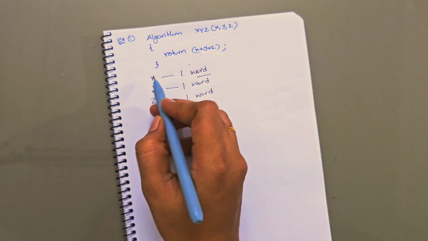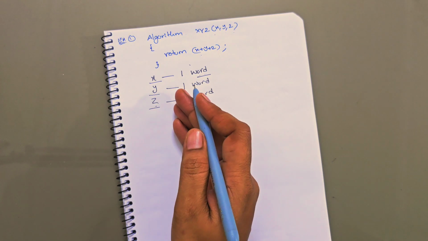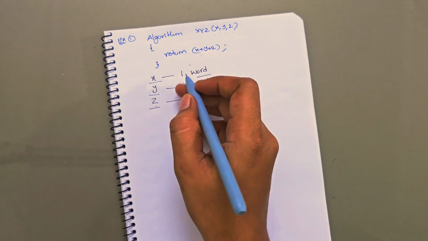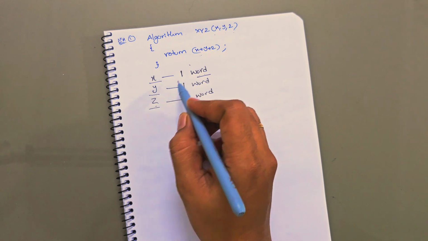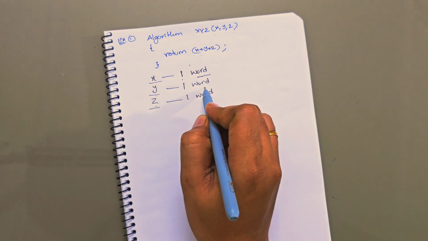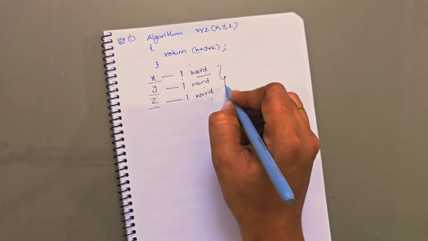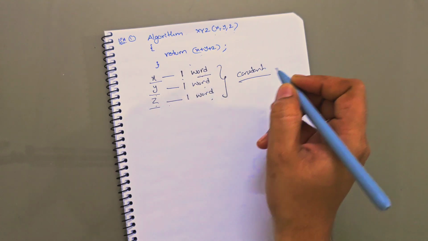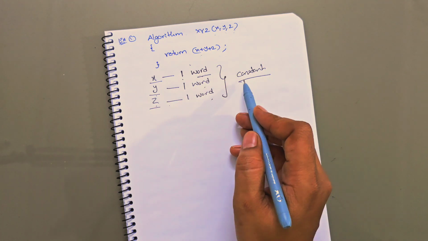space. Okay, here X has its own value, Y has its own value, Z has its own value, right? So these variables are not depending on any other variable. So here each and every variable requires one word of space. Y requires one word of space and Z requires one word of space. Okay, so these three are actually constants.